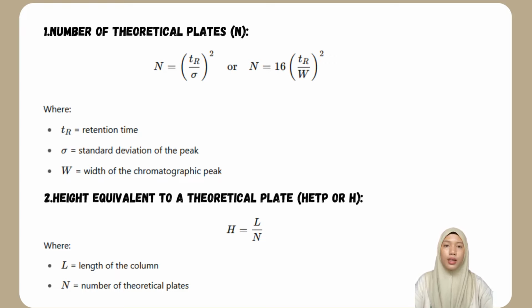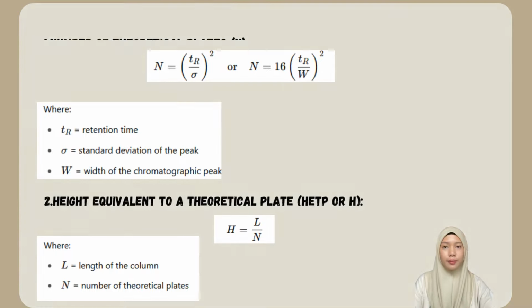And the second one is the height equivalent to a theoretical plate, written as H or HETP. This tells us how long each plate would be if the column were physically divided, and the formula is H equals L divided by N, where L is the length of the column and N is the number of theoretical plates. A smaller H value indicates better separation efficiency because it means more plates can fit into the same column length.